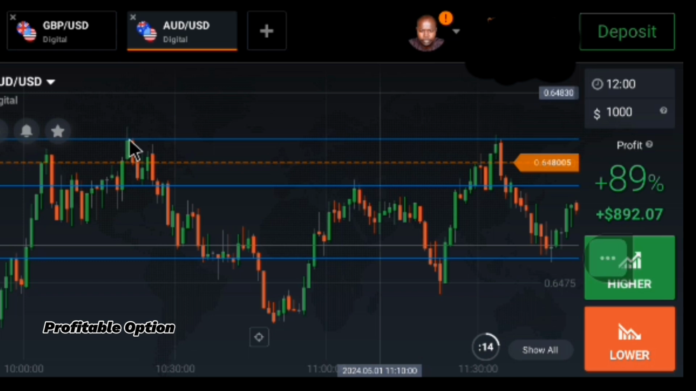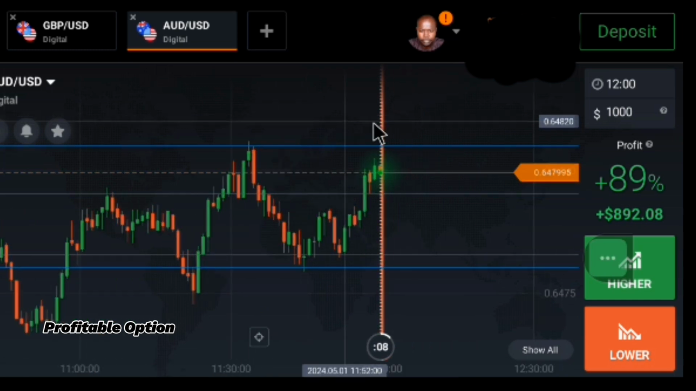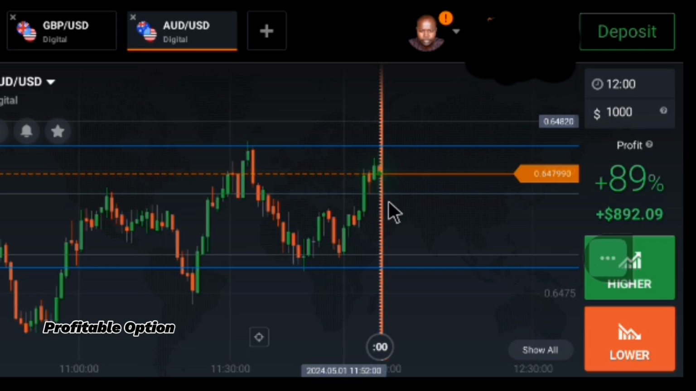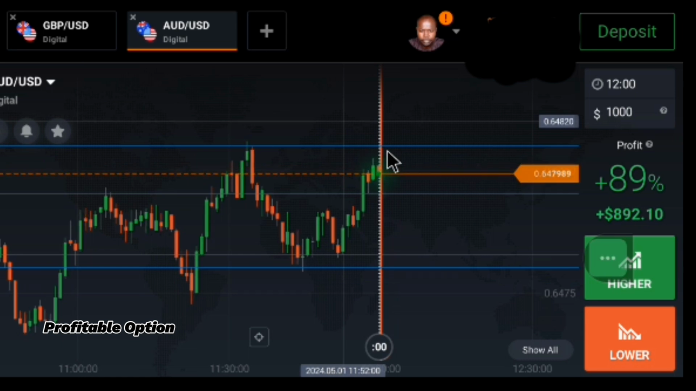We can see here, all right, it reversed at this point. It reversed here. It reversed here. Okay, so it is possible for this candlestick to also reverse at this point. So I'll pause this video and then I'll come back to show us when there is a good opportunity to place a trade.